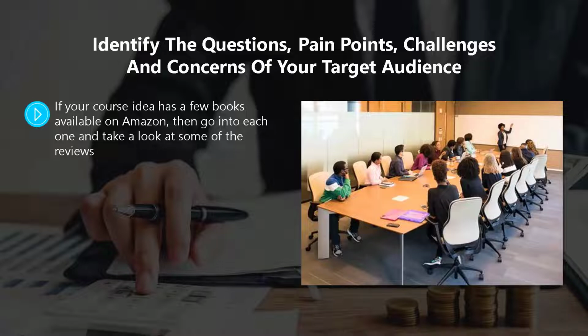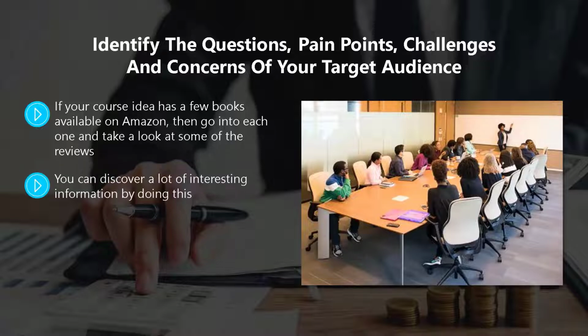Forget the 5 and 4-star reviews and focus on the 3 and 2-star reviews. Why? Because the people that leave 3-star reviews in particular are usually going to leave specific points. You can discover a lot of interesting information by doing this. For example, you might find that some people were unhappy that a particular subject was not covered, or that something could have been explained in a better way. Make a note of these things.